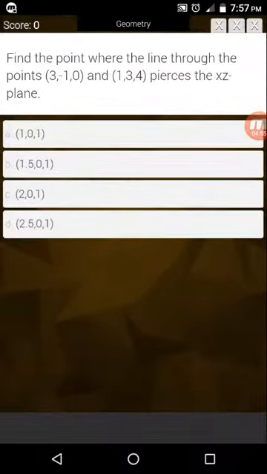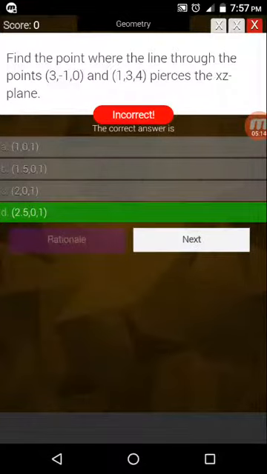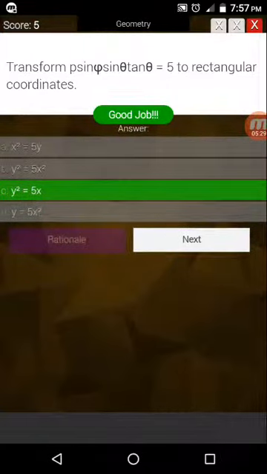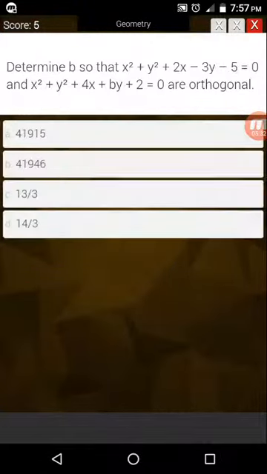Find the point where the line through the points (3, -1, 0) and (1, 3, 4) intersects the xz plane. The correct answer is (2.5, 0, 1). Transform rho sine phi sine theta tangent theta equals pi to rectangular coordinates. The answer is y squared is equal to 5x.